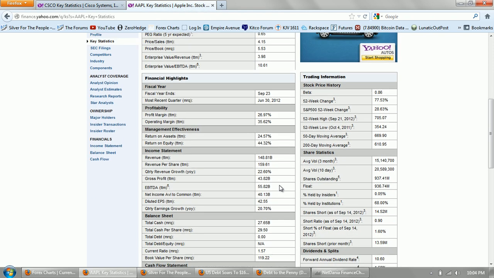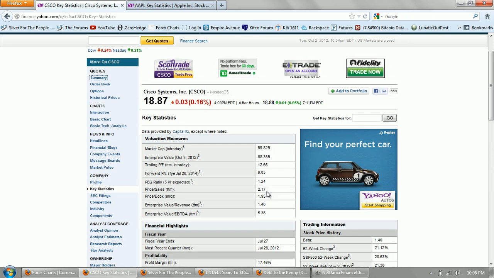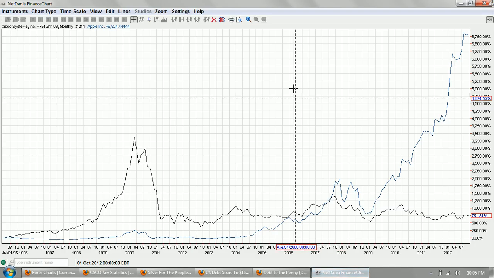And the net income on Apple is 40. So again, that's about a fivefold. That would imply about a $100 price target on Apple. You can see the total cash that Apple has is about 27 billion with no debt, whereas Cisco has 48 billion with 16 billion in debt. So Cisco actually has more cash. So just looking at those numbers, it seems clear that Apple is in a tremendous bubble.